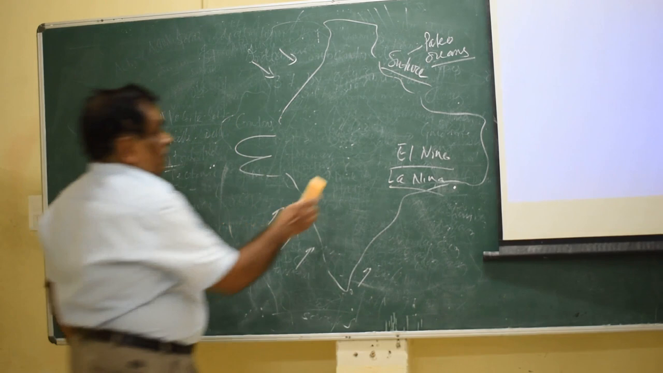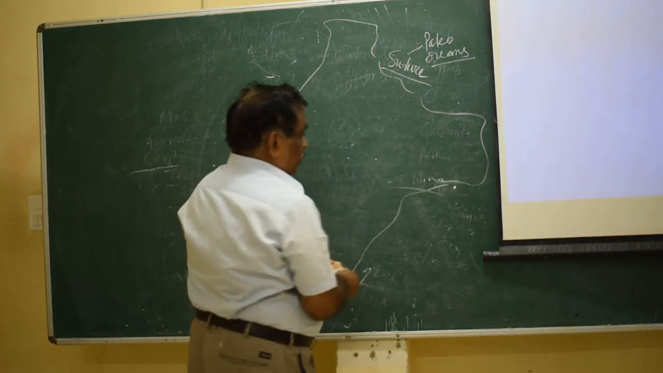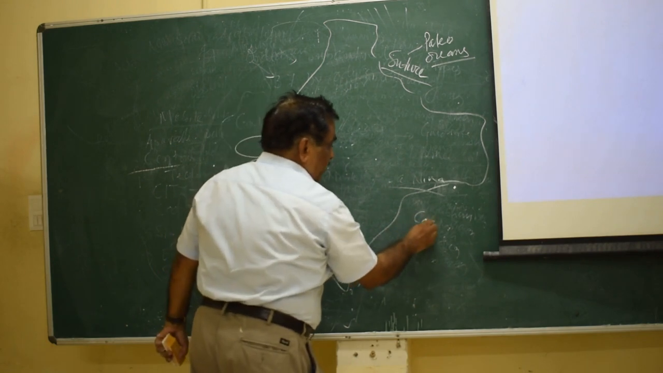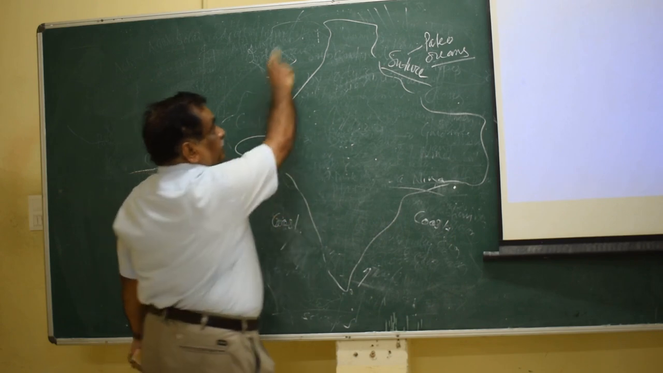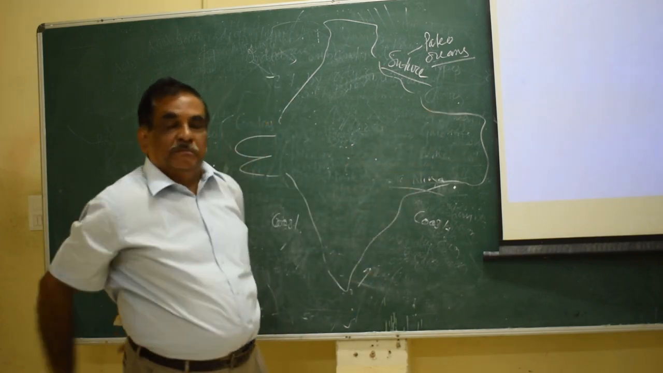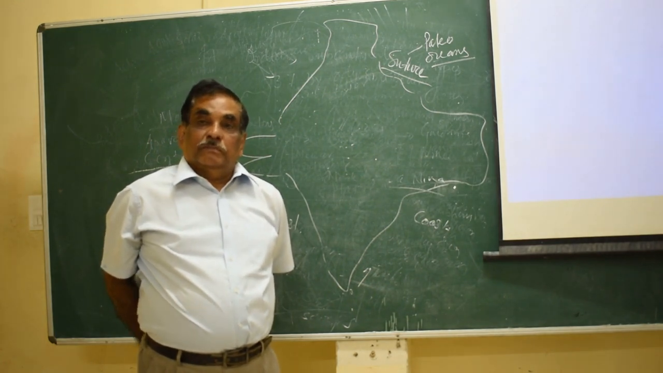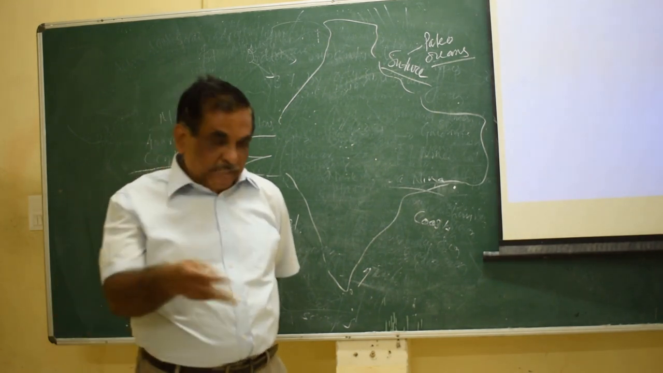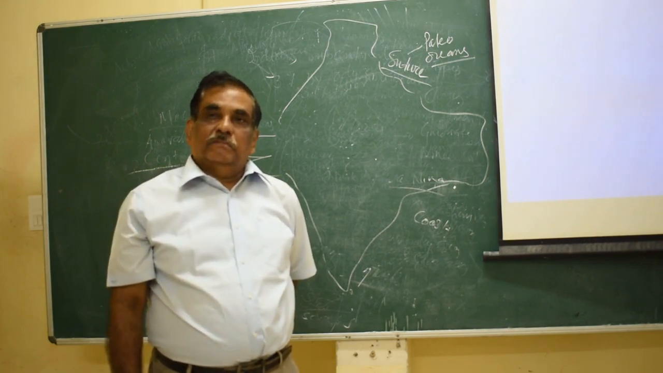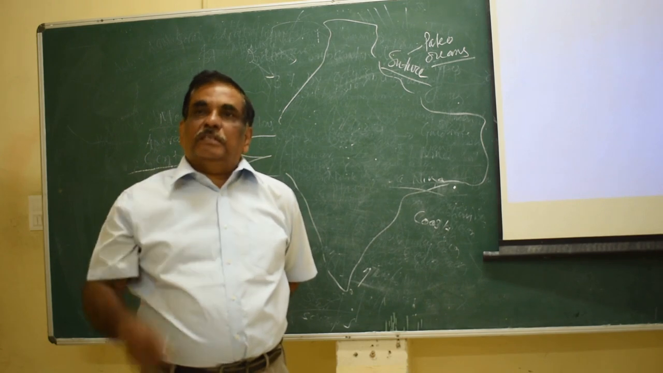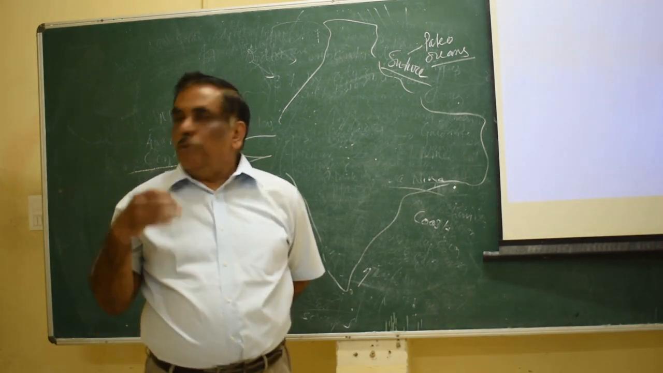Now you see, you have such a very broad coastline, a big mountain belt, and what else do you have? There are so many rivers. India is a country of rivers. You know only 10 rivers' names, but there are so many rivers.